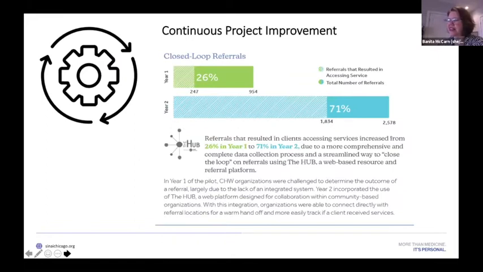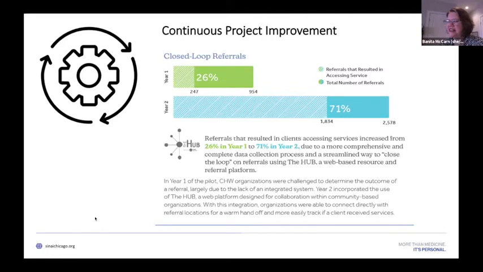In year 1, we discovered the challenges organizations face to determine the outcome of a referral. These challenges included the lack of an integrated system for tracking what happens after a referral is made, and in many cases, confidentiality compliance. In the second year, we incorporated the use of the Hub, a widely used social care network designed for collaboration with community-based organizations. With this integration, we found that organizations were able to connect directly with referral locations for a warm handoff and more easily track if a client received the services they needed.